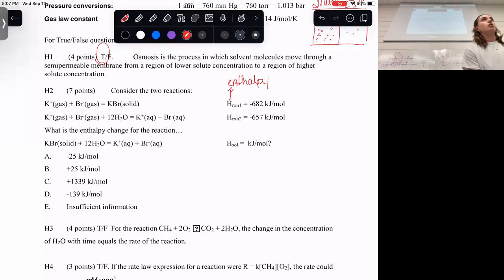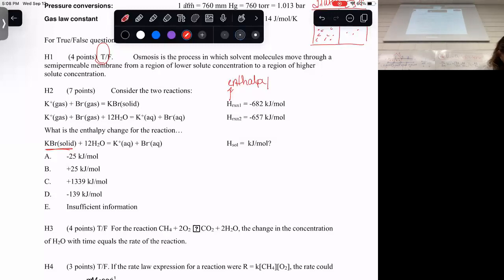To solve these, I always use my final chemical reaction as my starting point. So I see I have KBr solid, and it's only a solid as a reactant. So I have to look at the steps given and see where KBr solid is a reactant. Where is that KBr solid in your two equations? The first or second one? The first one, right? We need it to be a reactant in the last one. Where is it right now? It's on the product side.